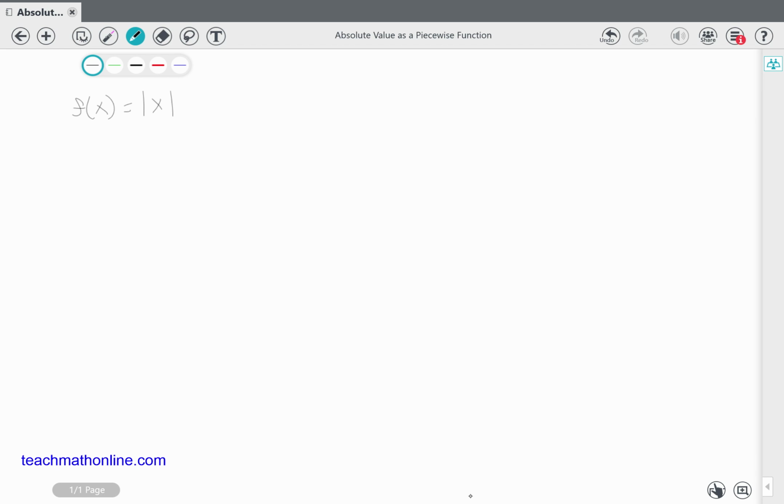So if we were to go ahead and graph this, we could pick a couple points to graph. So if we chose f of 0, that would be the absolute value of 0, which is just 0. So that would be right here. If we chose f of -1, that would be absolute value of -1, which is just equal to 1. So we do -1, comma 1, right here.